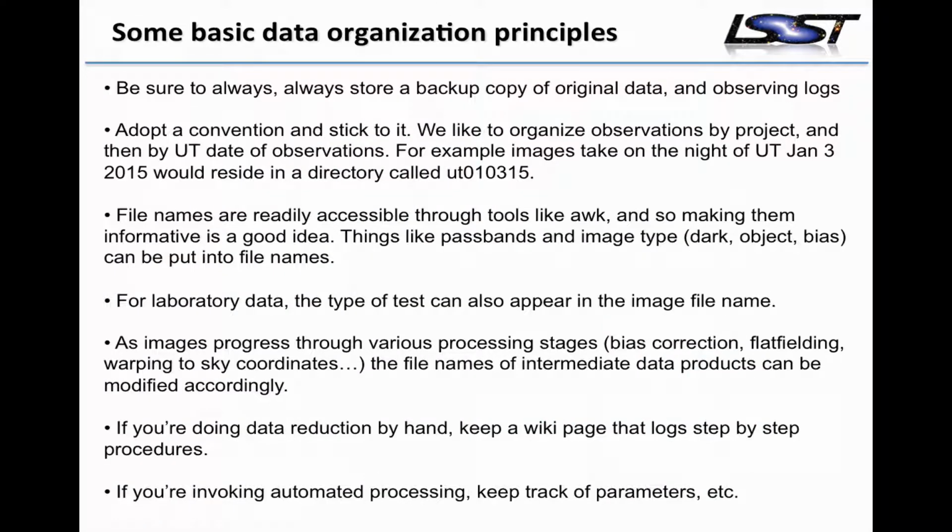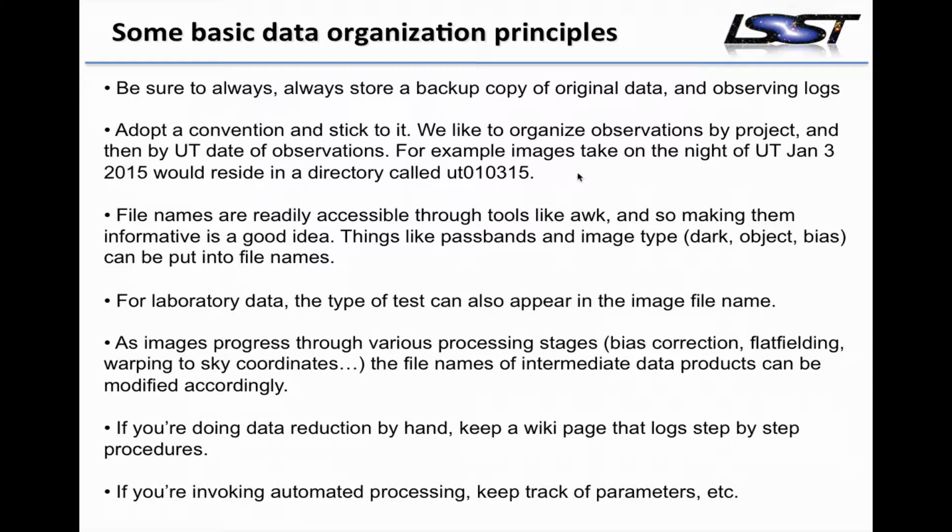Some quick principles about data organization. Always, always, always store multiple backups of the original data and observing logs, ideally in geographically distinct places on different systems. Adopt an organizational bookkeeping convention and stick to it. For science observations, we organize by project and instrument and then by time. So for example, images taken on the UT night of January 3rd, 2015 would reside in a directory called UT010315, with 01 for the month, 03 for the date, and 15 for the year.